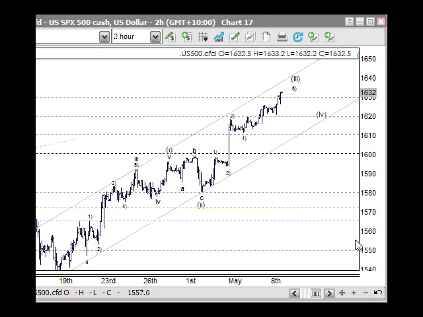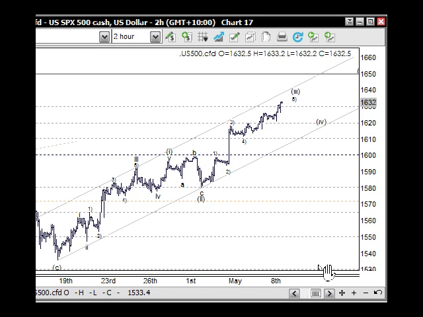Of course, this is the same for the S&P 500 as well, just tracking the 1, the 2 and the third wave up through here. And it may only be the same size as the first wave as well. It's something that we need to bear in mind.